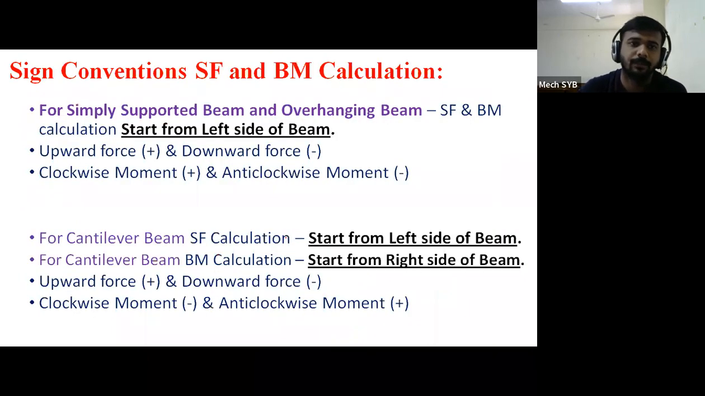Okay, now these are the sign conventions for SF and BM calculation, because we are solving the numericals for three types of beams. One is simply supported, second is overhanging, and third one is cantilever beam. We are having numericals based on the simply supported beam, overhanging beam, and the cantilever beam.